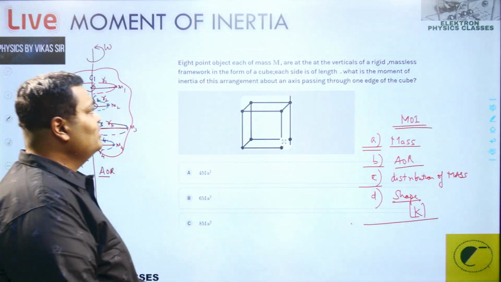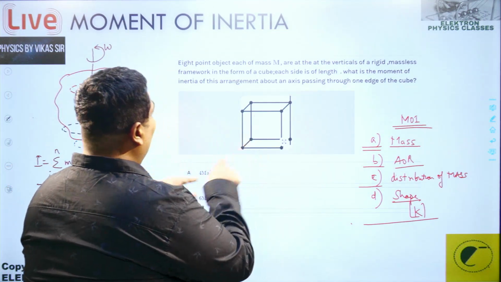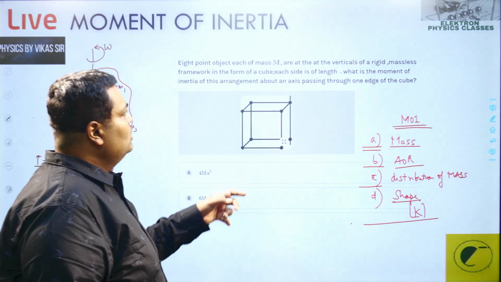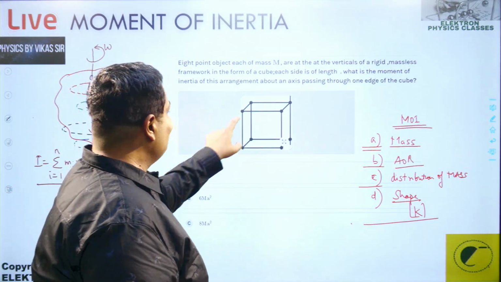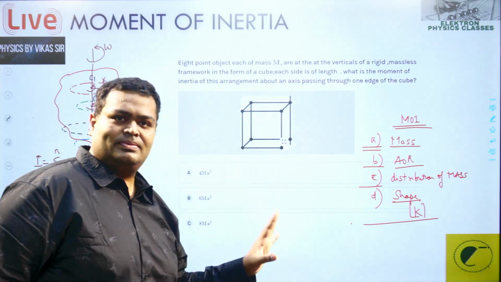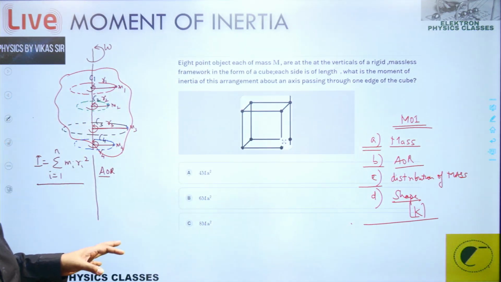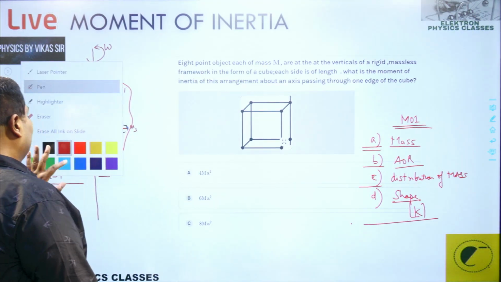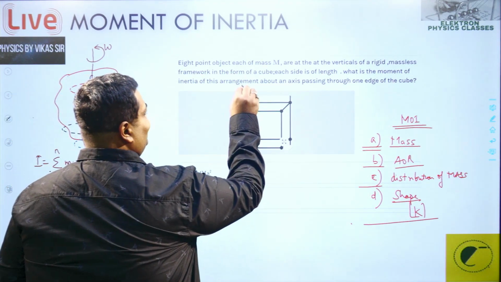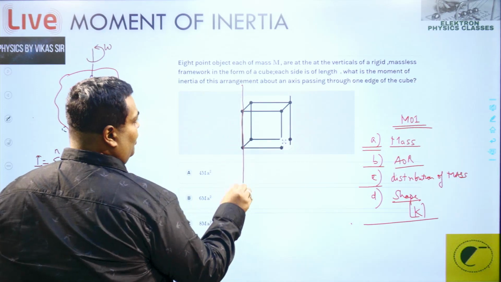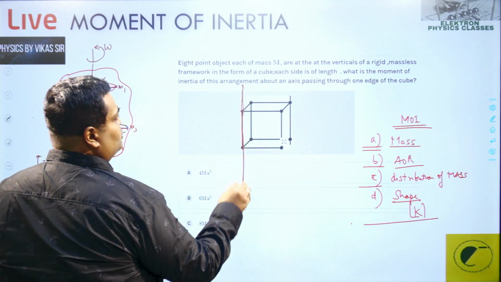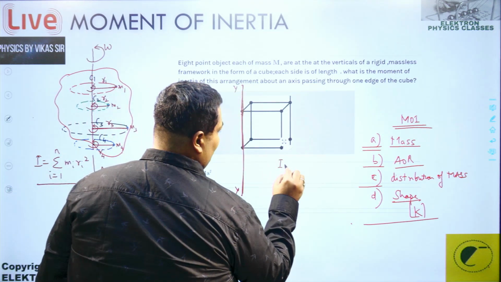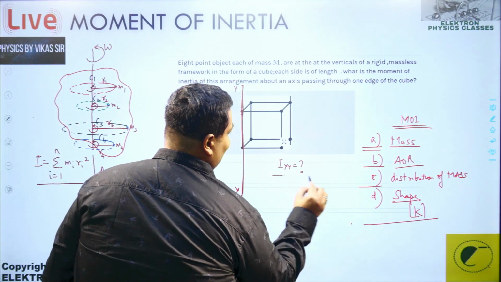So we have the question with us. We have 8 objects, each of mass m, point mass objects, placed at the corners of a cube, and the rest, these rods, are massless, weightless. We need to find the moment of inertia about an axis passing through one edge of the cube. Any one edge. So let's take this one. Let's call this particular axis the y axis. We need to calculate the moment of inertia about this axis.